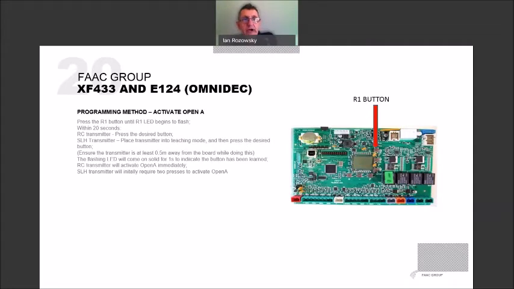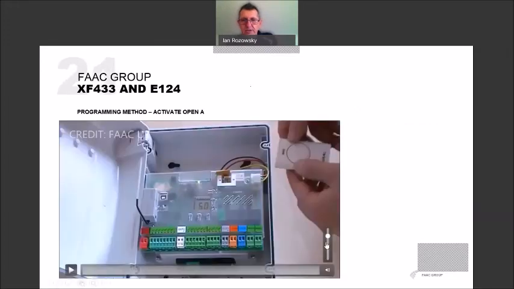So on the E124, we go into programming mode by pressing the R1 button until the R1 LED begins to flash. Within 20 seconds, either on an RC transmitter, we press the desired button, or again on an SLH transmitter, you put the transmitter into teaching mode by pressing 1 and 2 till the LED flashes, and then you press the desired button. The flashing LED will come on solid for a second to indicate that the button's been learnt, and once again the RC transmitter will immediately activate open A, whereas the SLH transmitter will need to be pressed twice. So here's a short video showing the coding of an SLH transmitter.